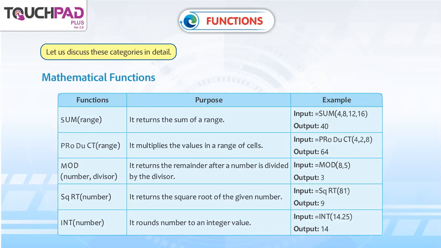Output: 3. Square root. SQRT(number). It returns the square root of the given number. Input: SQRT(81). Output: 9. INT(number). It rounds a number to an integer value. Input: INT(14.25).